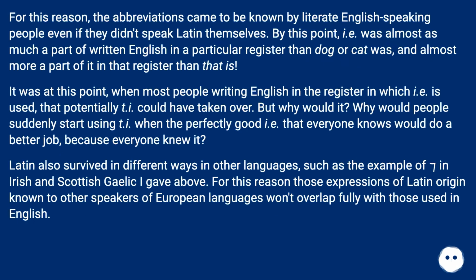For this reason, the abbreviations came to be known by literate English-speaking people, even if they didn't speak Latin themselves. By this point, i.e. was almost as much a part of written English in a particular register as dog or cat was, and almost more a part of it in that register than "that is." It was at this point, when most people writing English in the register in which i.e. is used, that potentially t.i. could have taken over. But why would it? Why would people suddenly start using t.i. when the perfectly good i.e. that everyone knows would do a better job, because everyone knew it?